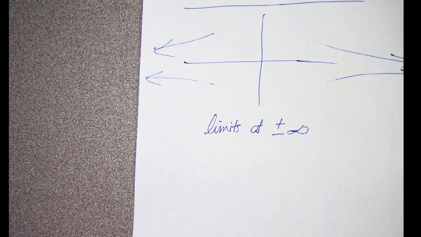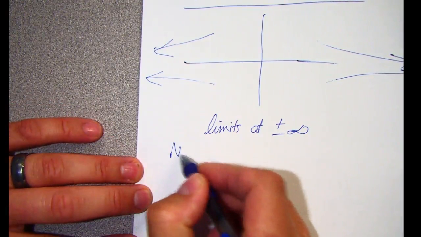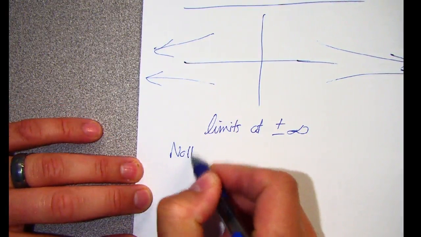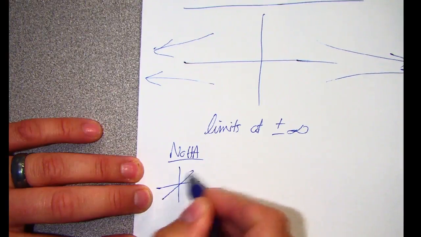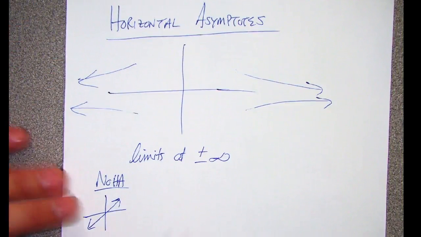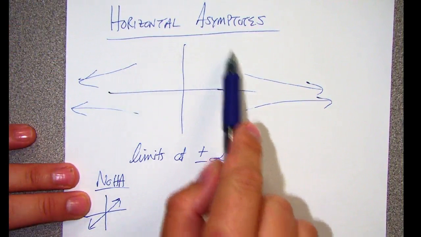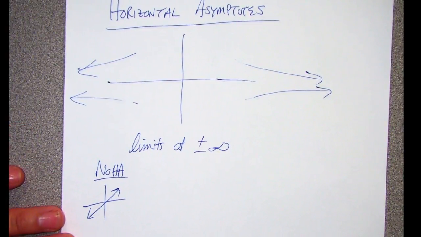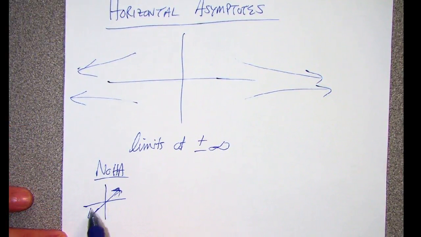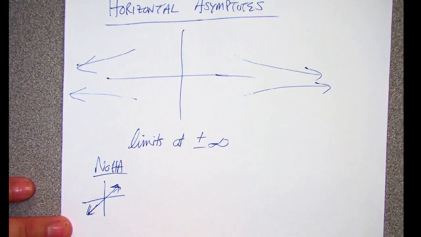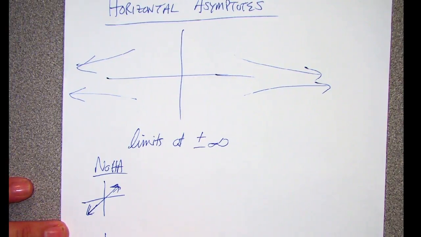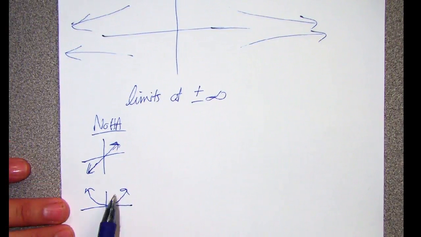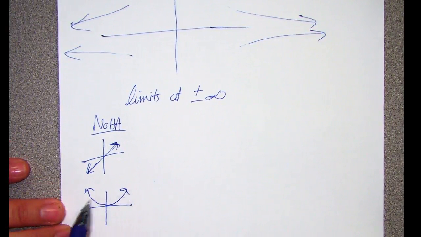There could be none. So an example of none, no HA, would be something like that. There's nothing that levels off. A horizontal asymptote would level off. So it'd be like approaching some sort of horizontal line and get closer and closer to it as you go, but never actually get there. So this is going up forever on this side, down forever on that side. That's not going to have a horizontal asymptote, because it goes just up forever. As we go all the way over here, it's going up forever. As we go all over here, it's going up forever.